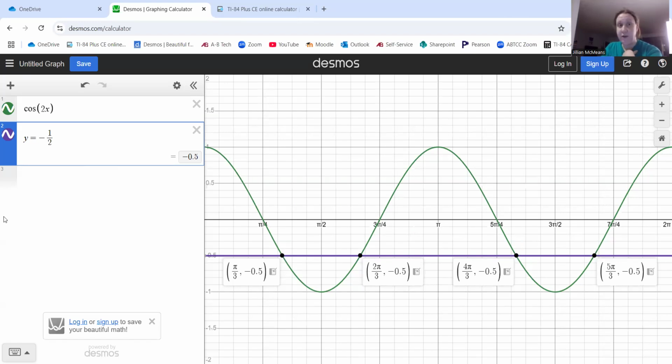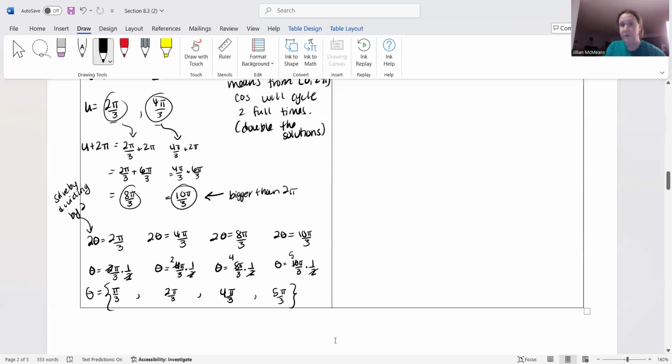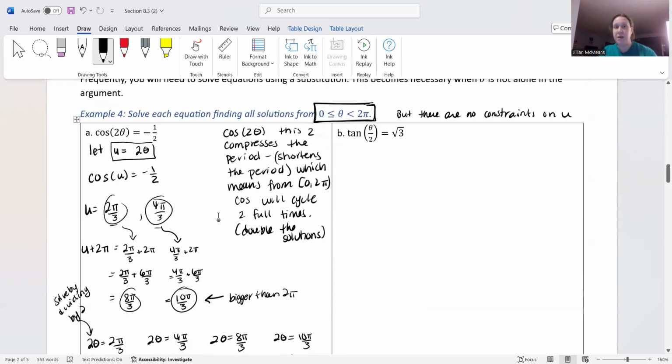So when I take those values for theta and plug them into cosine of 2 theta, I get the ratios of -1/2. Okay, so there you have it. That is solving these equations where your argument is not alone. Okay, so we looked at a situation where our period was compressed, meaning our trig function had to cycle more frequently. So we got more solutions than just the 2 that we would expect.